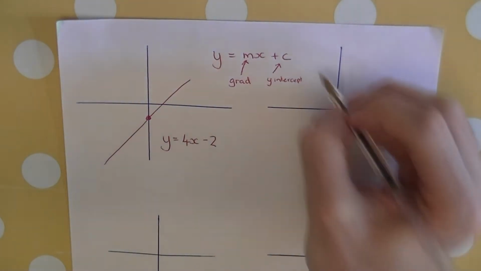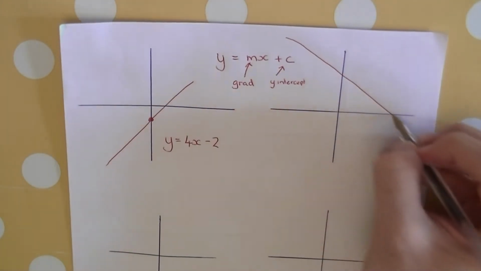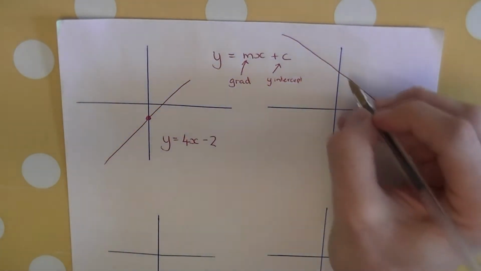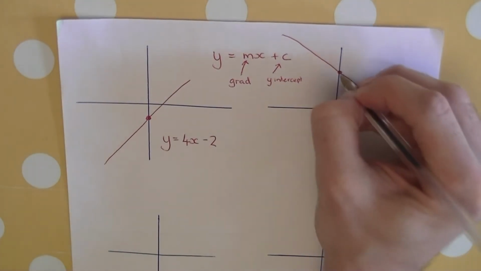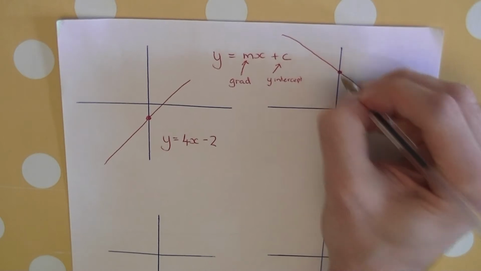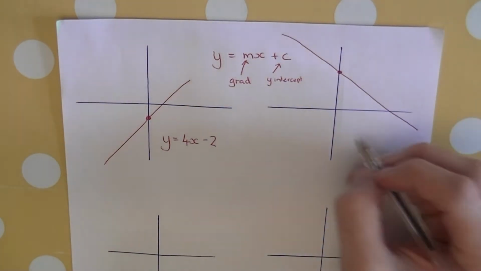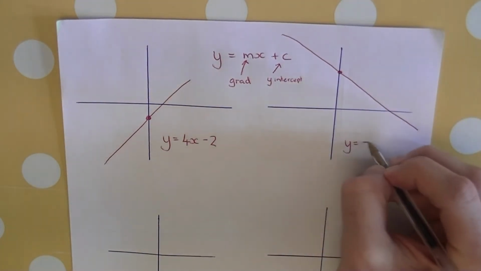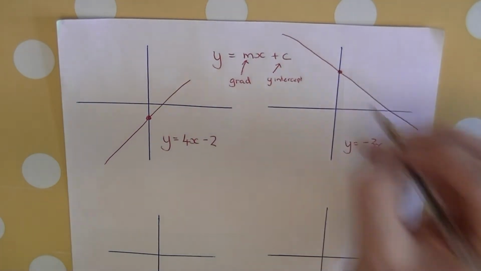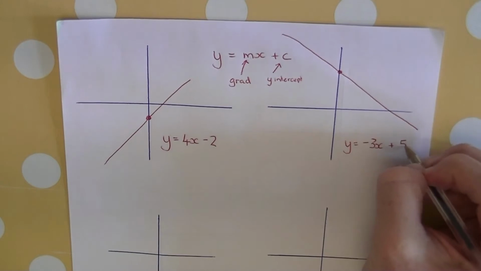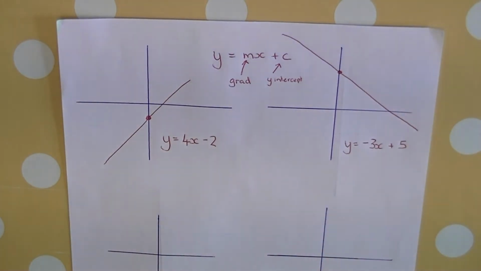Whereas this one, I've got a negative gradient, but a positive y-intercept. So I would expect that to be something like y equals minus 3x, negative gradient, but a positive y-intercept, something like plus 5. Okay, so there are your straight lines, important things: positive and negative gradients, positive and negative y-intercepts.